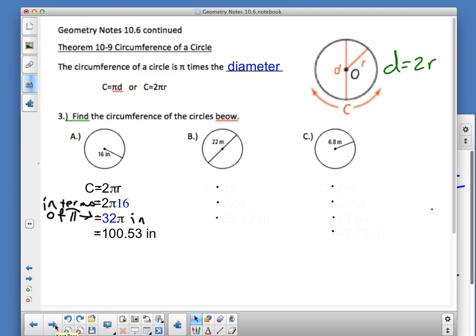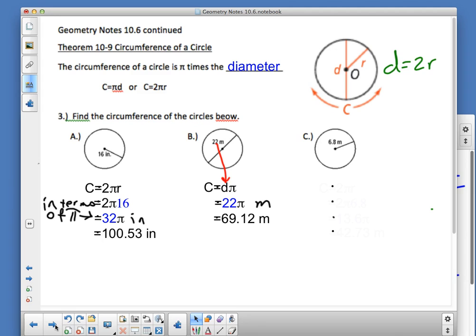Now, sometimes you'll be given a diameter in a problem. And remember, a diameter is just two radiuses that went the opposite directions. So I can, according to our theorem 10.9, write the circumference in terms of diameter and pi by just popping my diameter in. It's 22 pi. I'm done. In terms of pi, I'm finished with the problem. And I could even put in and say, hey, that's meters. But again, I accept that too, 69.12 meters.